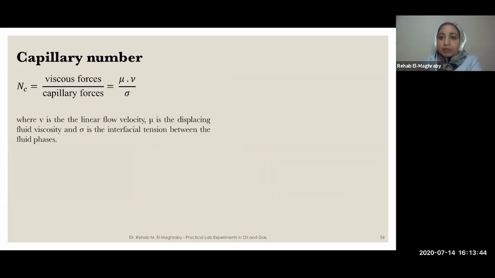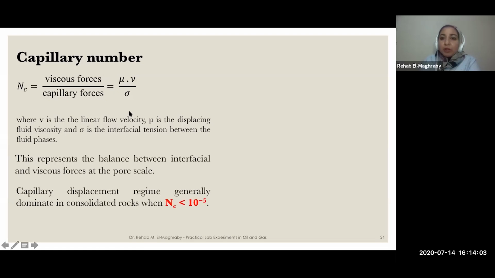The capillary number is the balance between the viscous force and the capillary force, and this is the equation you use for it. It involves the viscosity of the displacing fluid, the velocity, and the interfacial tension. If the capillary forces are dominant, the capillary number will be smaller than 10 to the power of minus 5. So the lower the capillary number, the more dominant the capillary forces; the higher the capillary number, the more dominant the viscous forces.